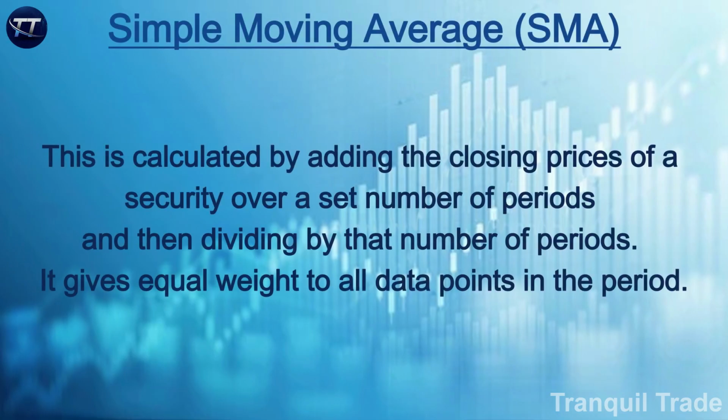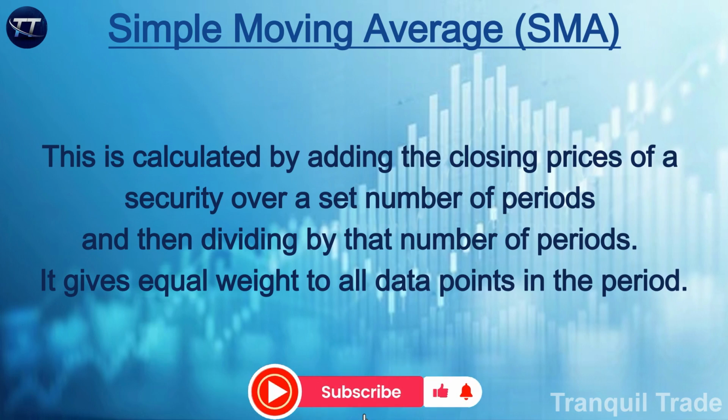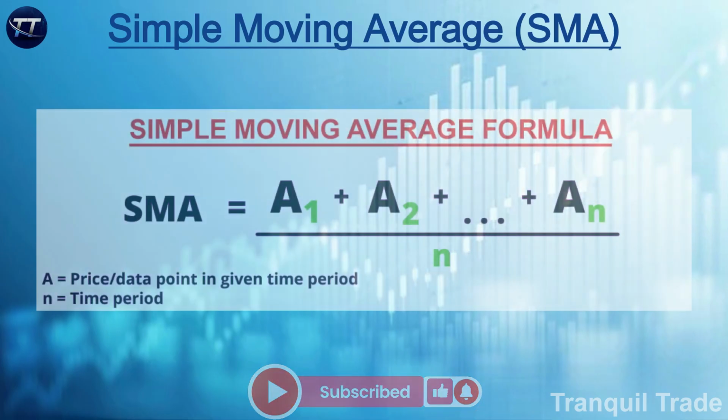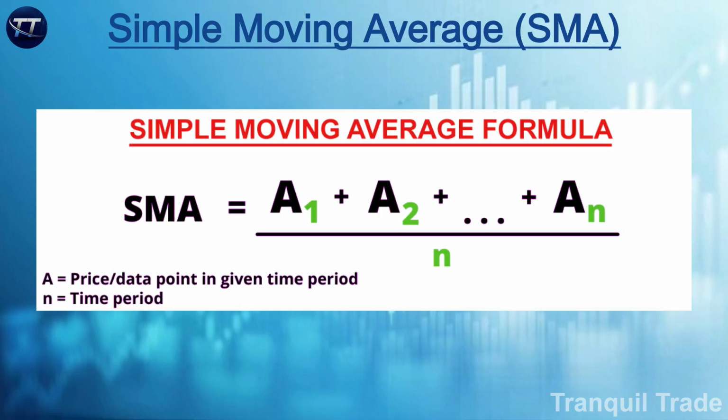Simple moving average, SMA. This is calculated by adding the closing prices of a security over a set number of periods and then dividing by that number of periods. It gives equal weight to all data points in the period.